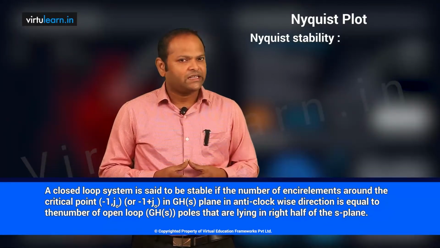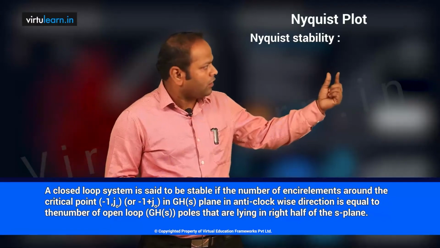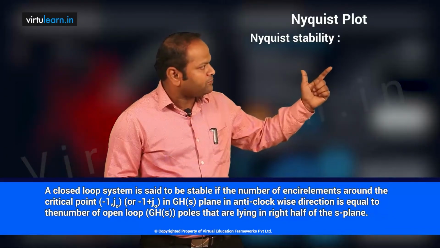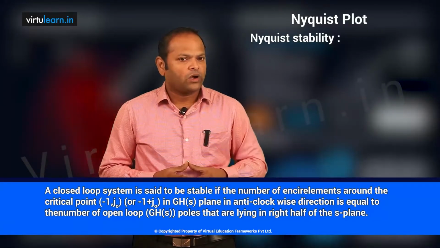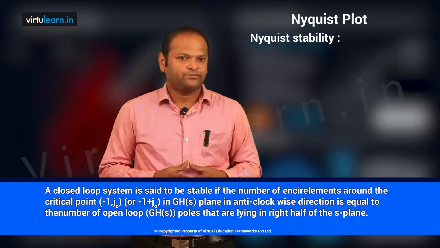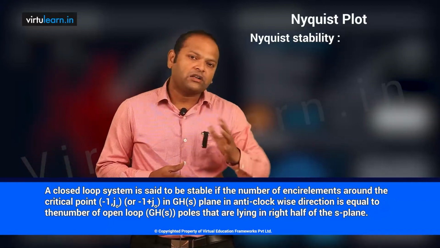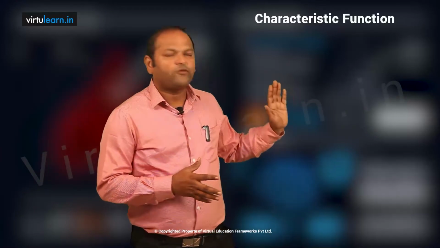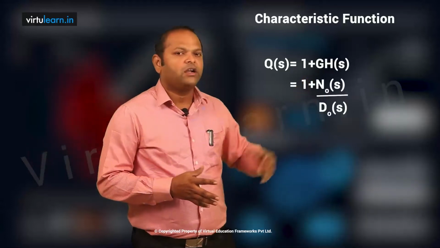I am representing GH of s as N naught of s by D naught of s. The naught gives the open loop, so N naught of s by D naught of s is the open loop transfer function. Now let us write what is called the characteristic function. My characteristic function Q of s, I am writing as 1 plus GH of s. It is not the characteristic equation; if it were an equation, it would be 1 plus GH equal to 0. But I am interested only in the characteristic function. So let us look at that function. Q of s is 1 plus GH of s, that is 1 plus N naught of s by D naught of s.